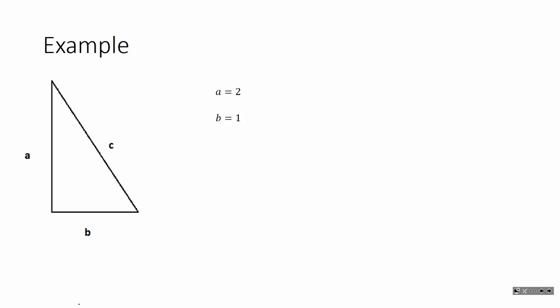All right, now let's do an example where I'll give some values. I've specified in this right triangle that A is equal to 2 and that B is equal to 1. And yet let's use the Pythagorean theorem to solve for side C, which is also known as the hypotenuse. So we have the formula A squared plus B squared equals C squared. Let's plug in these numbers.